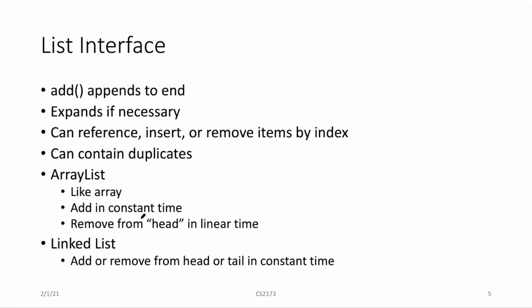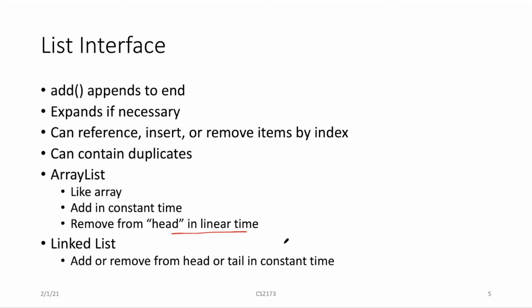So I can add or remove from the end in constant time, but it takes linear time to remove from the head. In other words, if I want to remove item 0 at index 0, again, it's linear in the number of items, meaning every item has got to shift left. That's a lot of work.